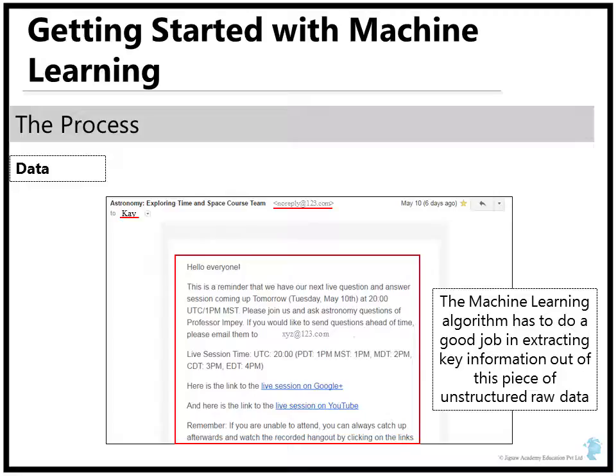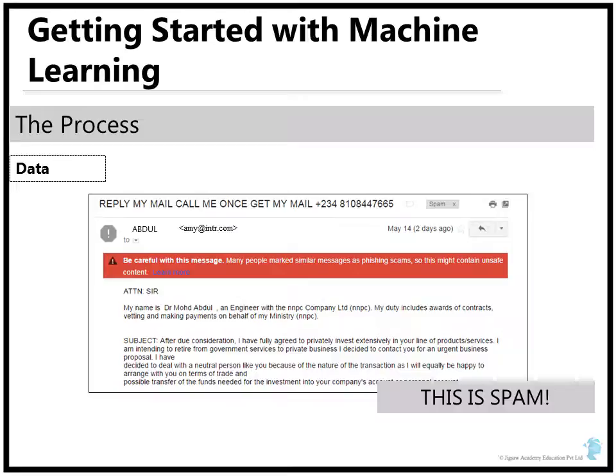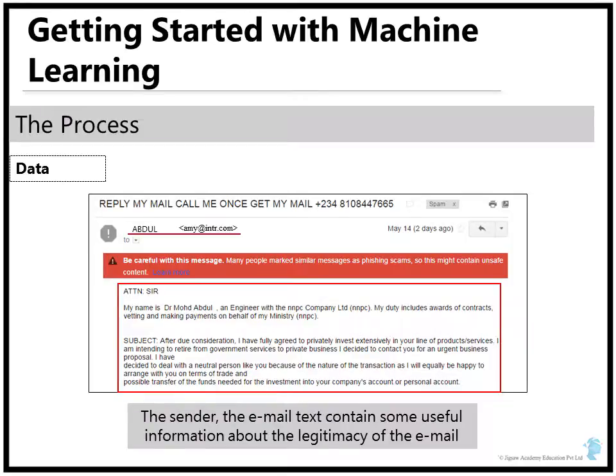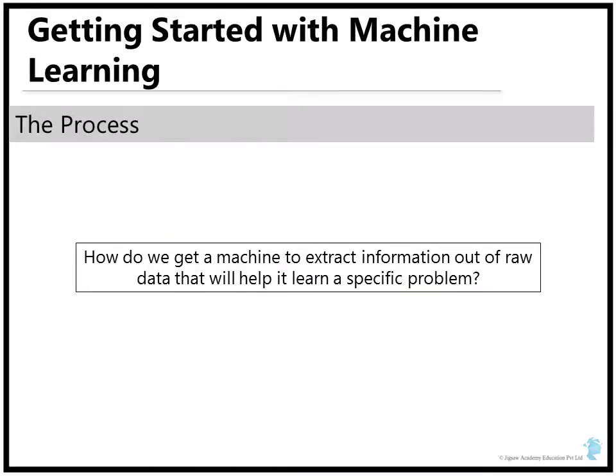Our machine learning algorithm has to do a good job in extracting those key pieces of information out of this piece of unstructured raw data. Now let's go on. Here is an example of an email that definitely looks like a spam. Why is this a spam? The sender and the email text all contain some useful information about the legitimacy of the email. So the question now is, how do we get a machine to extract information out of the raw data that will help it learn and solve a specific problem?